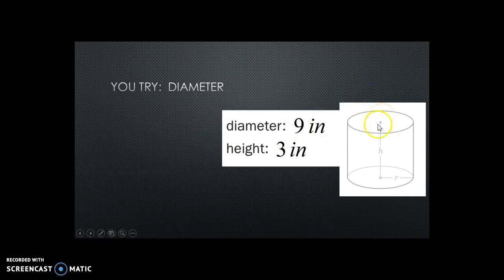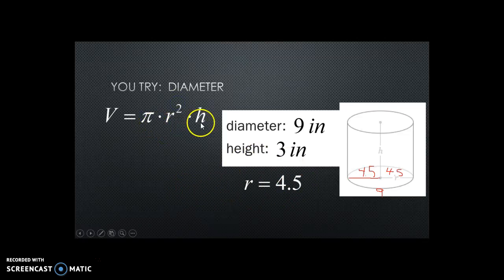All right, so again, here's our picture. This time we are given the diameter, which in this case is 9. So that means each piece is 4.5, or 9 divided by 2 is 4.5. All right, so we now have our radius. Start with that. We're going to plug these numbers in, and we have that.